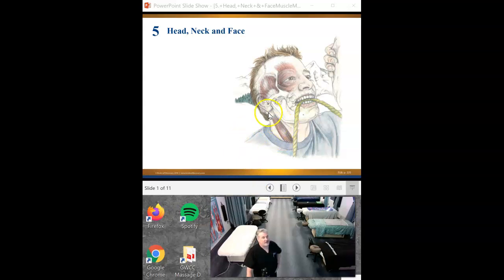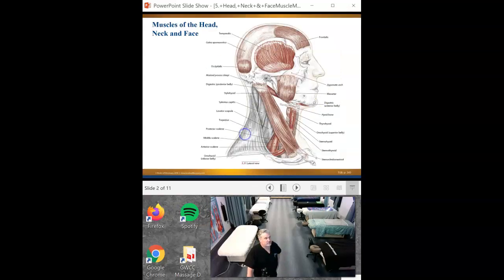And by the way, look at the SCM. The SCM also attaches to the temporal bone. Lots of stuff attaches to the temporal bone. The sternocleidomastoid attaches to the mastoid process of the temporal bone. The temporalis is partially attached to the temporal bone. The masseter that we're going to learn about is partially attached to part of the temporal bone. The temporal bone is kind of important.